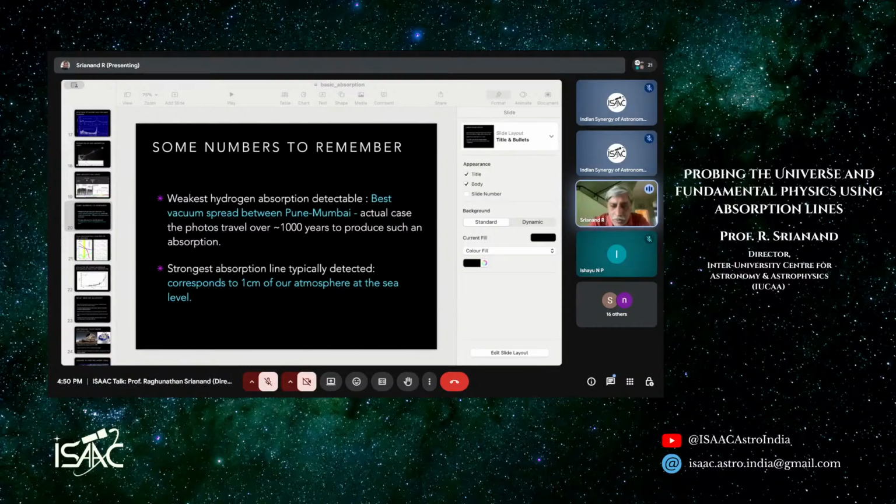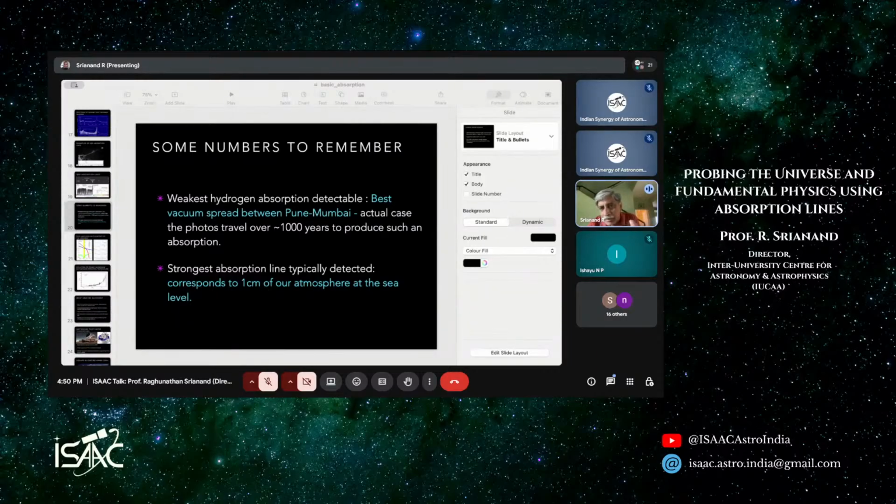Okay, so the weakest absorption signatures we can detect, for example, how weak the signatures of absorption one can detect. Suppose you take the best vacuum we produce in the laboratory and spread it between us and Mumbai. If a photon travels over 1,000 years in the intergalactic medium, that is the kind of distance it has to travel to produce the weakest absorption.